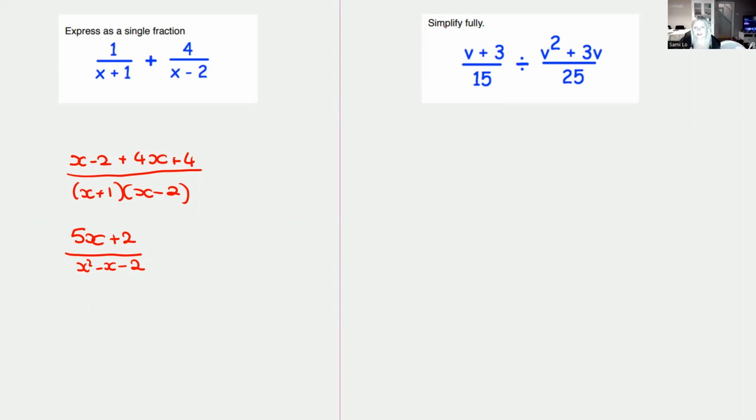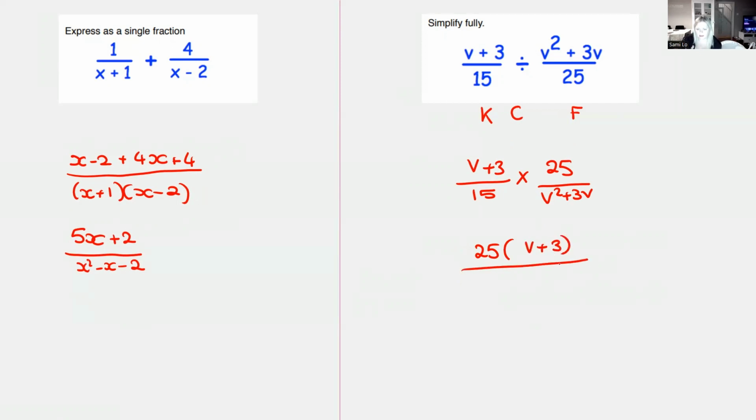Last question. It says simplify fully, and it is a divide question. So that follows the rules of keep, change, flip. So when we're doing keep, change, flip, the first thing I'm going to do is rewrite it out with my keep, change, flip done. So divide is going to become a times, and then it's going to become 25 over v squared plus 3v. Same as earlier, I'm going to write it out in brackets. I just find it so much easier doing it this way. Mind my writing. v squared plus 3v.